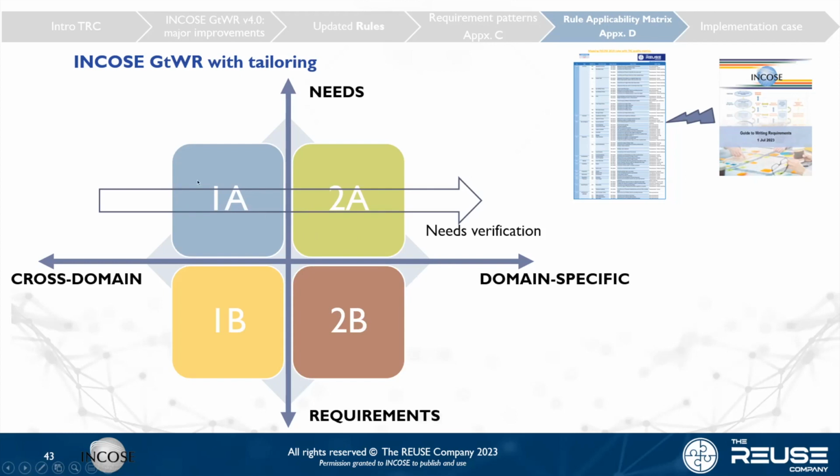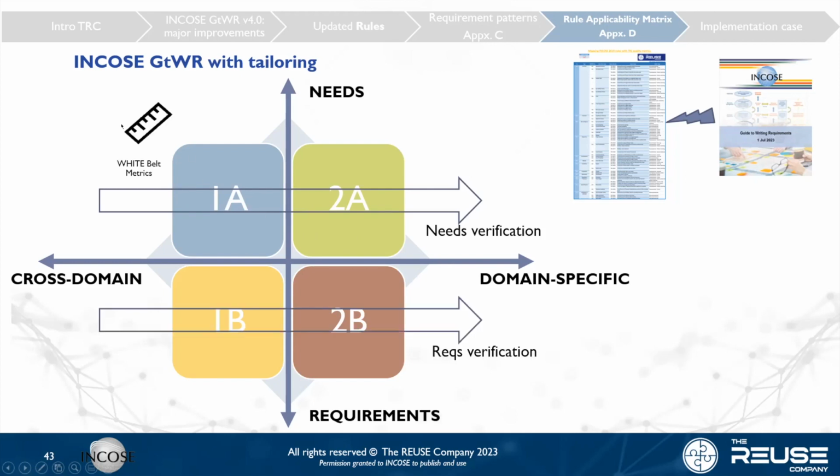So we start needs verification with what would be the white belt here. If we get back to the example that I previously showed, then we move to blue belt. Yellow belt would be this one. So needs with cross-domain content are very basic, but then when we add domain-specific metrics, it gets more advanced. Requirements without domain-specific content are more advanced than the needs, but they still need some extra content to have a more strict checking. And then with the final level would be this one.